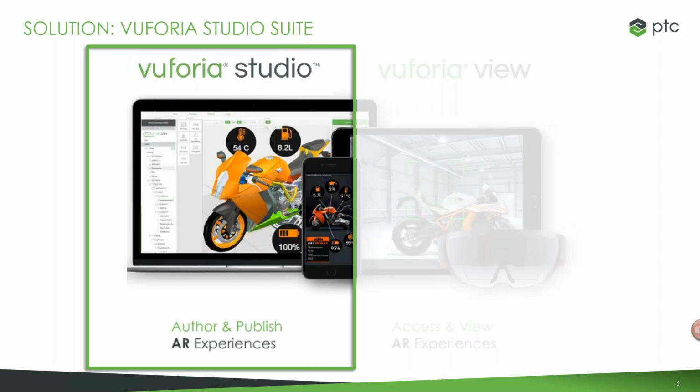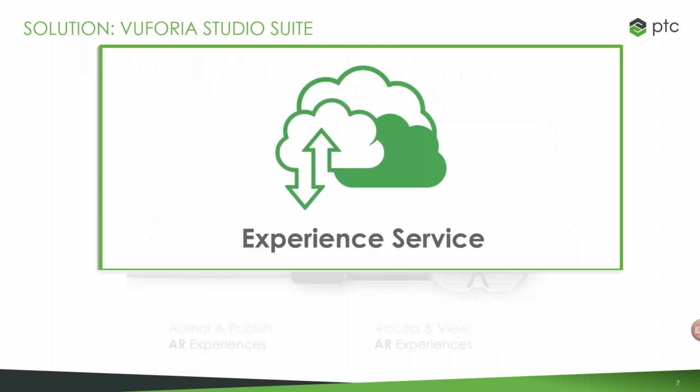And Studio, this is where we're actually going to do all of the building. This is where you do all of the drag and drop augmented reality authoring. And tying those together is going to be the experience service. This is basically the cloud-based solution that connects Studio to View. So as you publish your experiences and you scan them on your phone, tablet, or HoloLens, the experience service is going to push that experience to your phone so that you're able to view it.